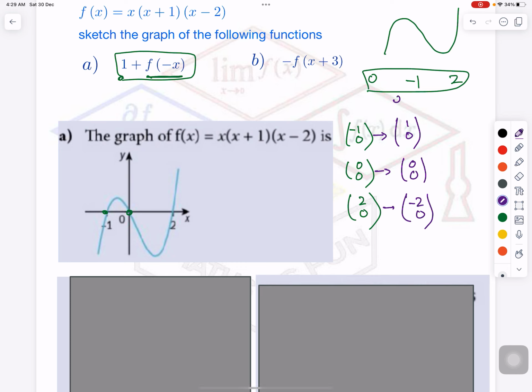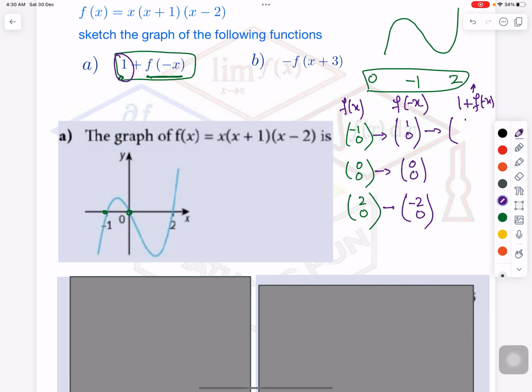It is because of f of minus x. And these are actually the coordinates of f of x. Now what I will do, because of plus 1, I will move it 1 unit up. So 1 unit up means y coordinates will be added by 1.